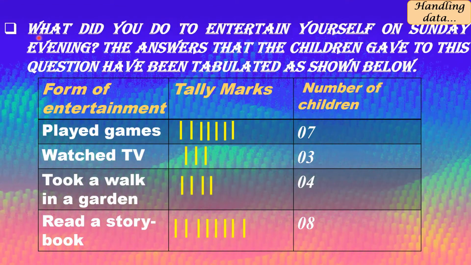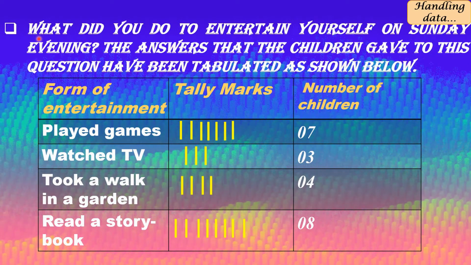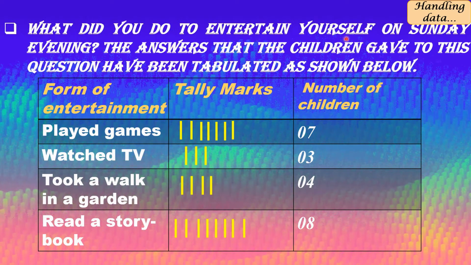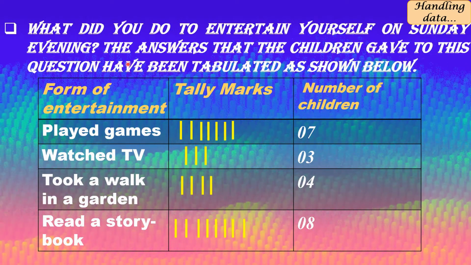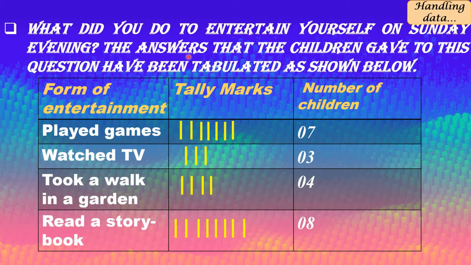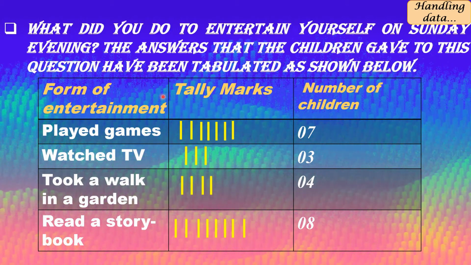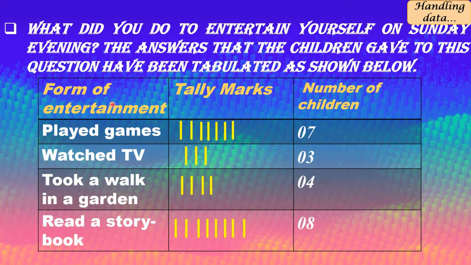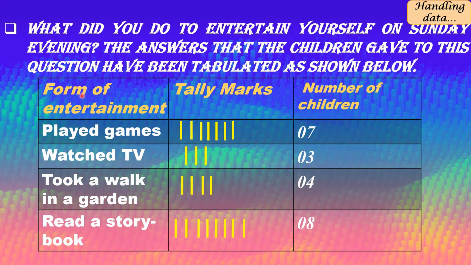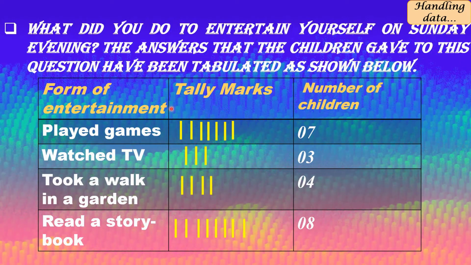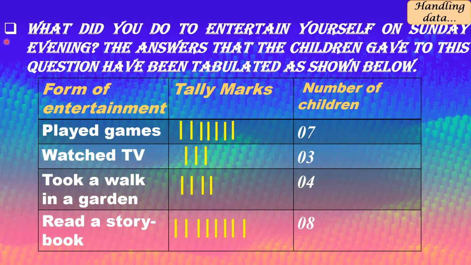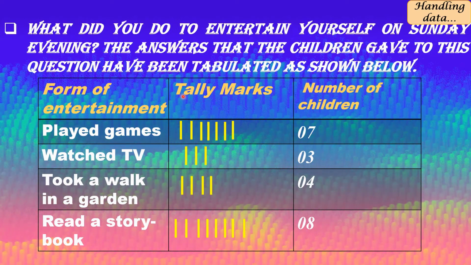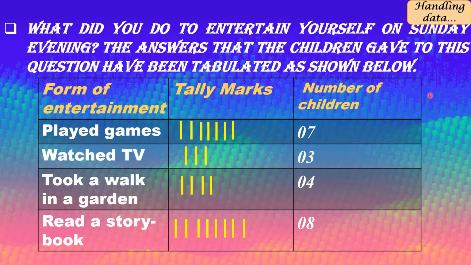So student, here is an example of tally marks. What did you do to entertain yourself on Sunday evening? The answers that the children gave to these questions have been tabulated as shown below. So student, here you can see the table. The first column is the form of entertainment. The second one is tally marks. And the third one is number of children.